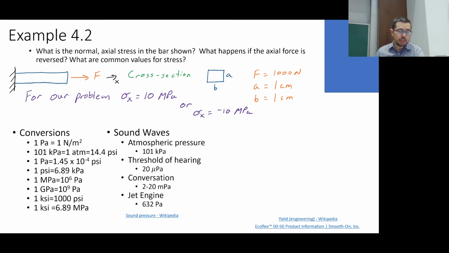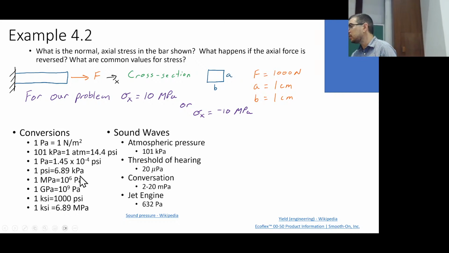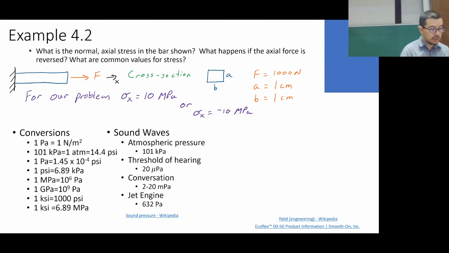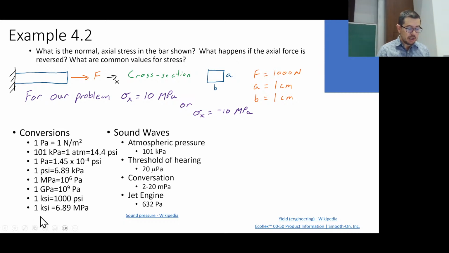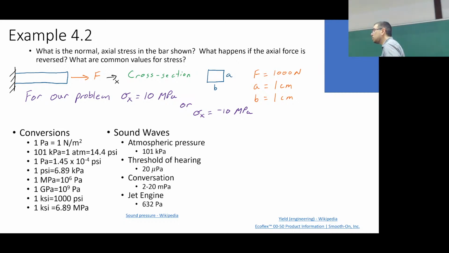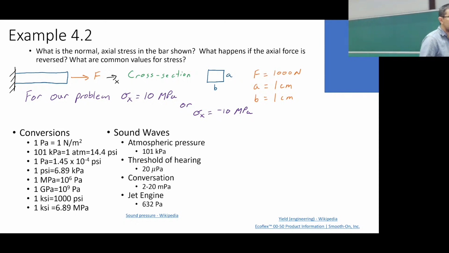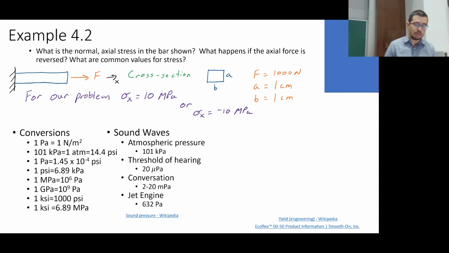Here are some common conversions. If we stay all metric, everything's happy. But sometimes, so here are your pressures. If you have 1 psi, that's like 6.89 kPa. This one comes up probably more in the class than some of the others. So 6.89 megapascals is equal to 1 ksi. So ksi is 1 kilo-psi. So 1,000 psi is equal to 6.89 megapascals.